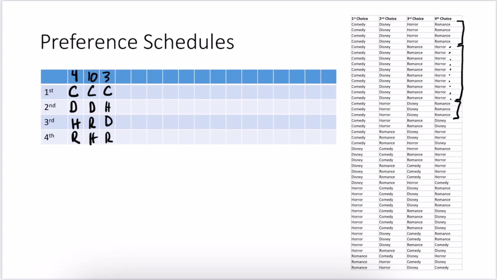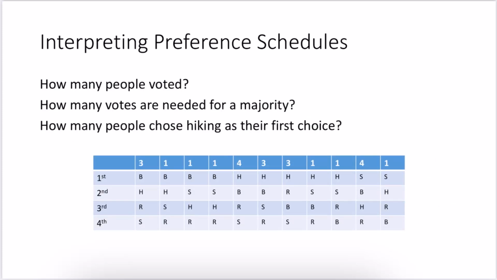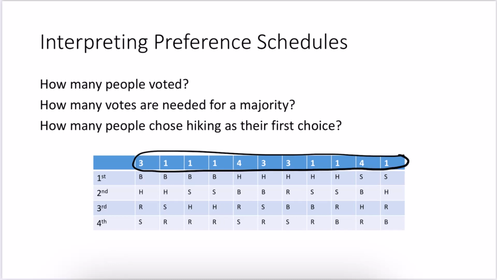In this unit, we're going to be interpreting a lot of preference schedules. You'll be given the preference schedule and then asked to answer questions about it or to determine the winner of the vote based on the preference schedule. If we looked at this preference schedule and wanted to know how many people voted, we would just add up all of these numbers, because each number represents the number of people that voted in the way that's described underneath. If we add up all of those numbers, we get 23, and that tells us that there's 23 people who voted.